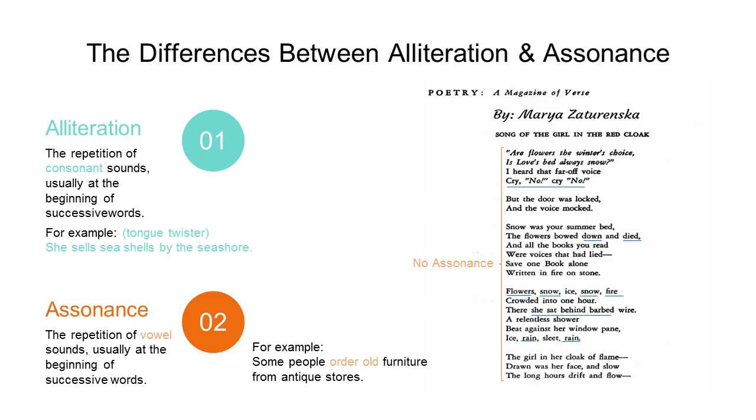Assonance is the repetition of vowel sounds, usually at the beginning of successive words. In this poetry, there is no assonance, but I still put an example here. I got this example from another poetry. This is the example: Some people order old furniture from antique stores. The assonance is order old.